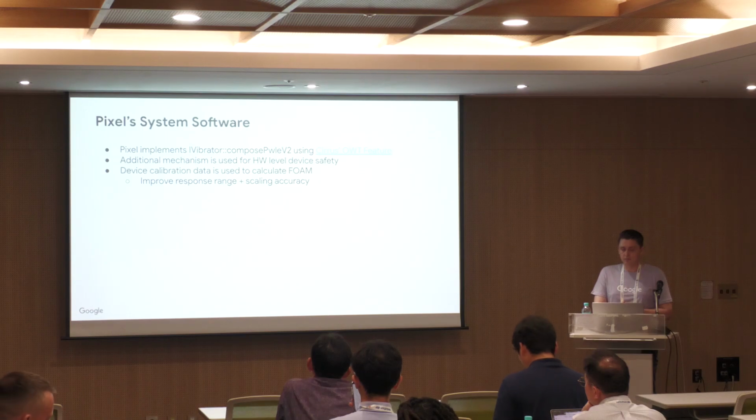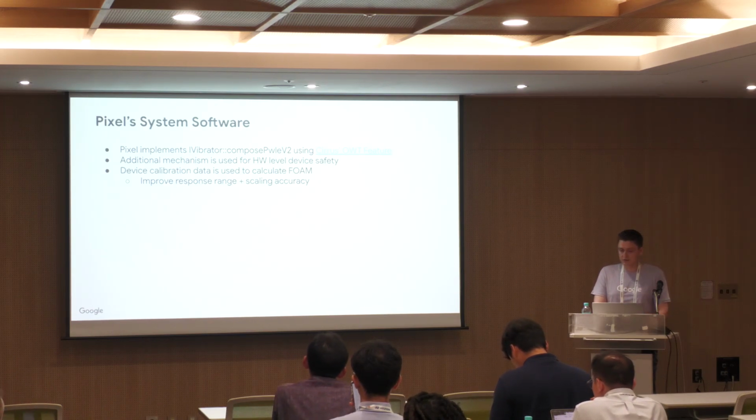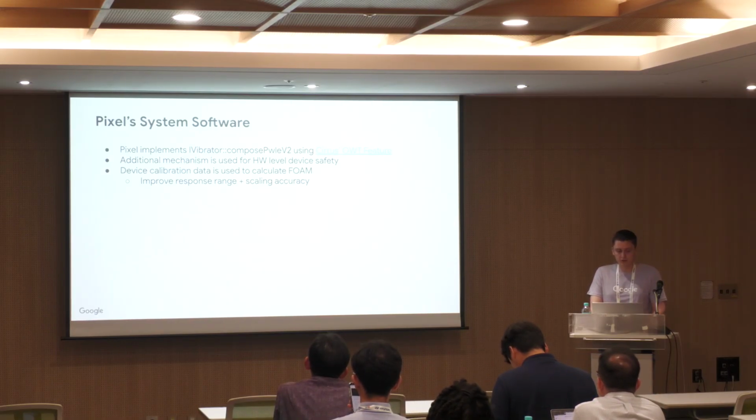On Pixel phones, we also have factory calibration that we can use to generate the frequency to output acceleration map so it's more accurate for each device. This improves the response range and the scaling accuracy when we are translating effects from the perception parameters into acceleration parameters.